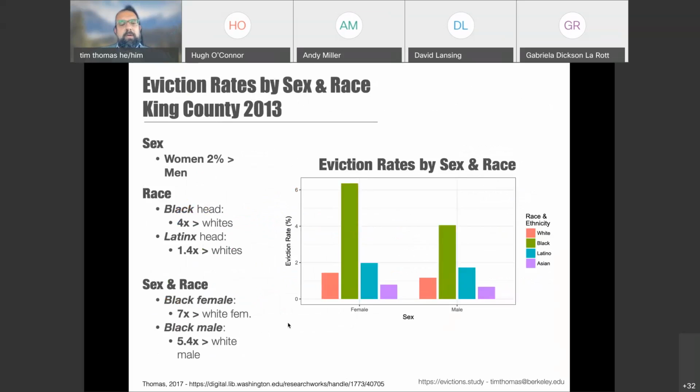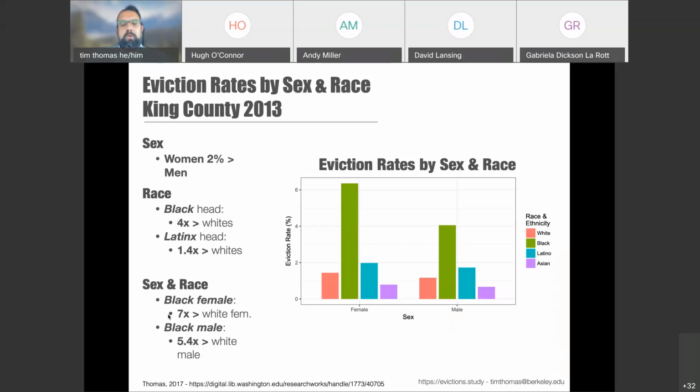What's really interesting, though, is when we look at the race and gender combination, we start to see that women overall had a 2% higher rate of eviction than men, but Black heads of households were facing evictions 4 times more than white households. Latinx were about 40% more than whites, but Black women were facing evictions 7 times more than white women, and Black men were facing evictions 5.4 times more than white men.